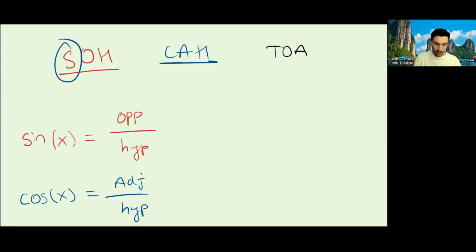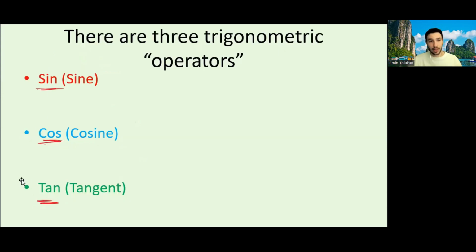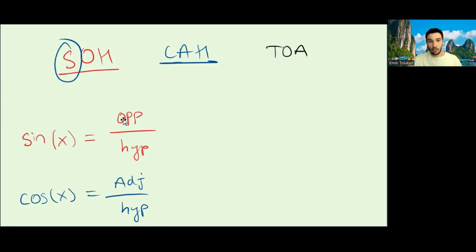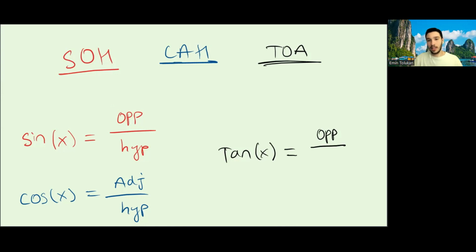The first letter is our trigonometric operator, sine or cosine or tangent. The second letter is the numerator of the fraction and the side of a triangle, and the third letter is the denominator of the fraction. It is the side of a triangle. And yeah, figure out tangent by yourself. What is tangent of angle of interest, or angle x? Tangent of the angle x is equal to the opposite side divided by the adjacent side.